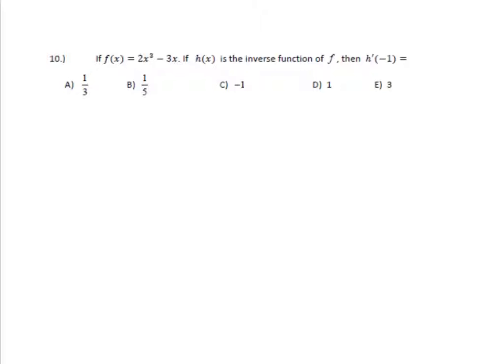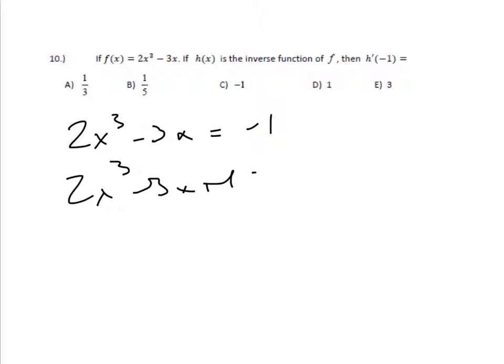Okay, again, we have another inverse function. Negative 1, so that gives us 2x to the third minus 3x equals negative 1, or 2x to the third minus 3x plus 1 is equal to 0. So we're looking for that value. So x should be 1, because I would have 2 minus 3 plus 1 is 0. So x is equal to 1.